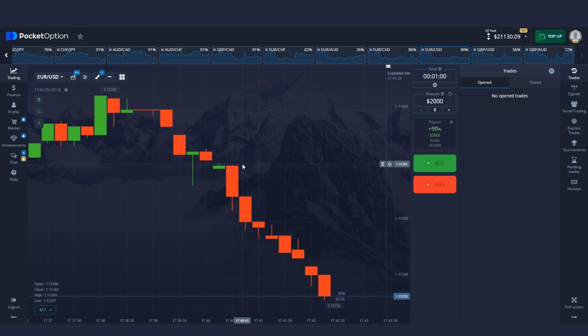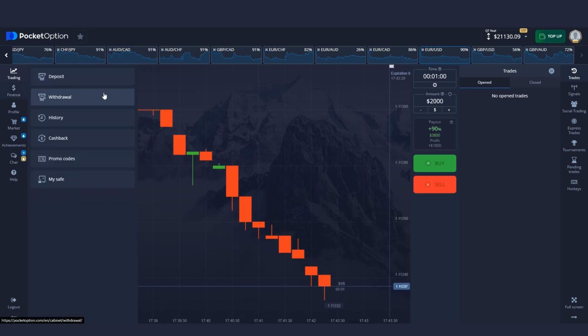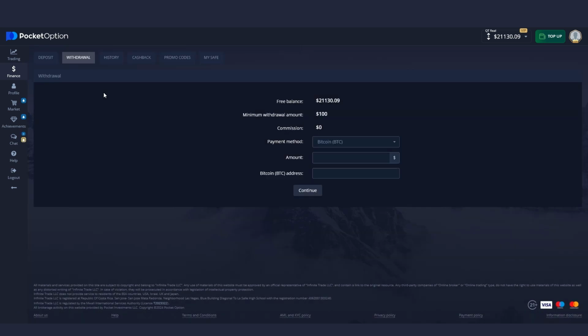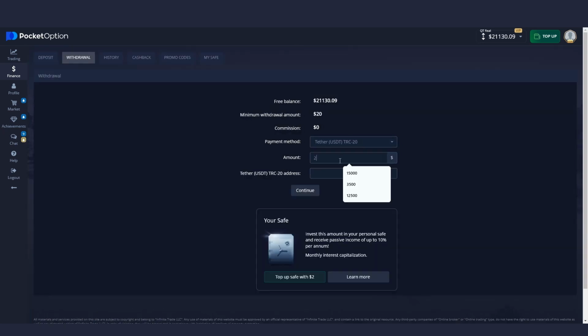How to withdraw your money. To do this, you need to click Finance and click Withdrawal. Next, you need to choose where you're going to withdraw to. In my case, it will be USDT TRC20. Next, you need to enter the amount you want to withdraw. In my case, it's $20,000. Next, you insert your cryptocurrency wallet and click Continue.